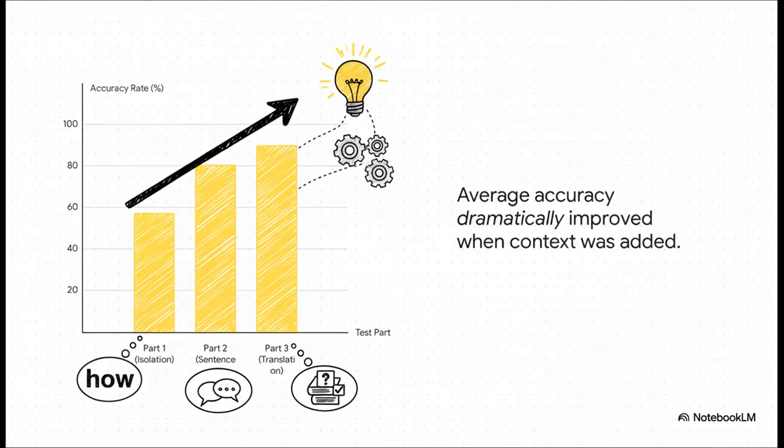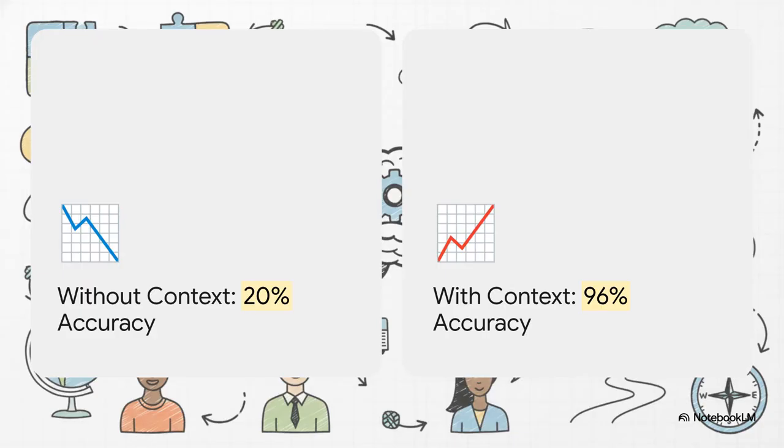The second that context was introduced in part 2, accuracy shot up from that coin toss level of 57.5% all the way to nearly 81%. And in part 3, with the full translation task, it went even higher to over 90%. We're talking about the same students, the same words, but just by adding a little context, their performance was completely transformed.